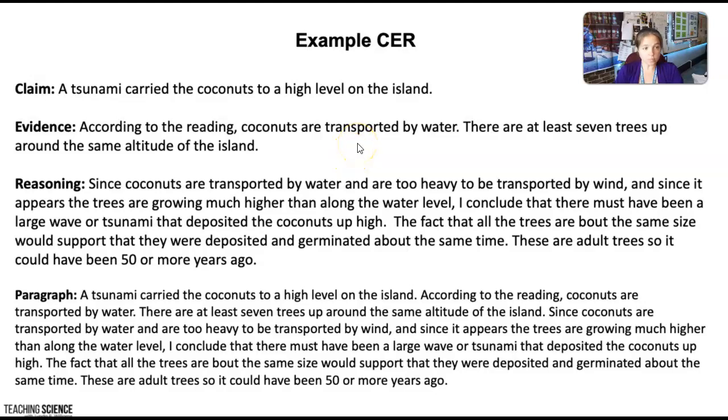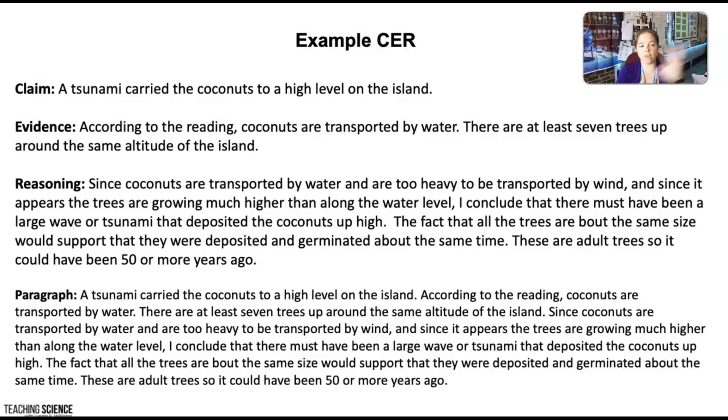Reasoning: Since coconuts are transported by water and are too heavy to be transported by wind, and since it appears trees are growing much higher than along the water level, I conclude that there must have been a large wave or a tsunami that deposited the coconuts high up. In fact, the fact that all the trees are about the same size would support that they were deposited or germinated around the same time. These are adult trees, so they would have been 50 or more years ago.